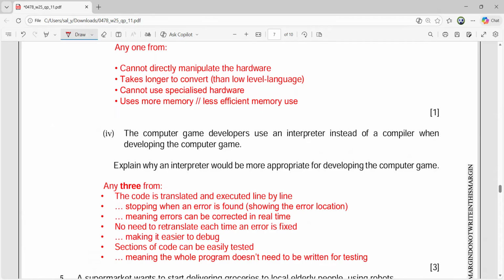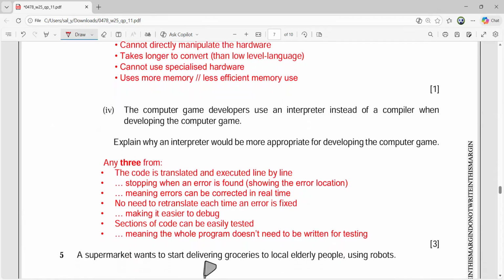That is going to make it easier to debug. Sections of the code can be easily tested, meaning the whole program doesn't need to be written for testing. And just to tell you that normally program developers, when they are testing the program, prefer to use an interpreter. And once they have written and checked everything, tested the entire program, and want to give it to the final user, then they compile, create the executable file, and give it to the end users. Just for your knowledge.